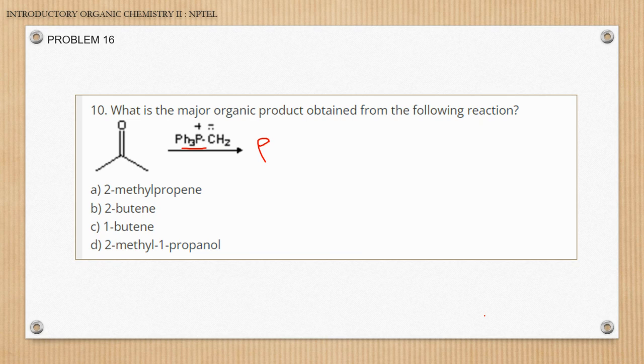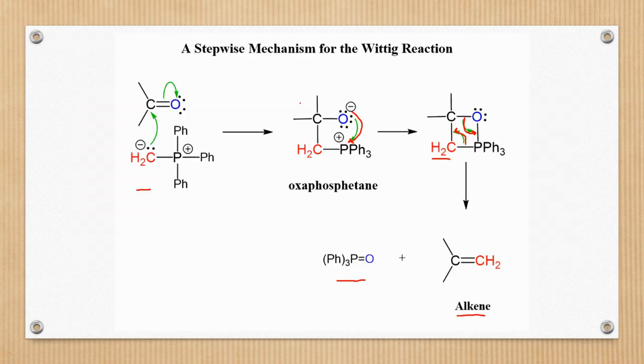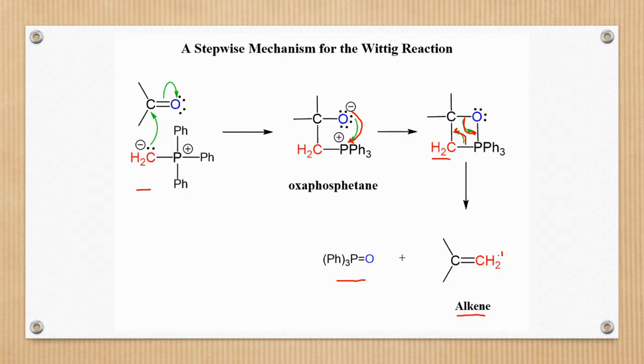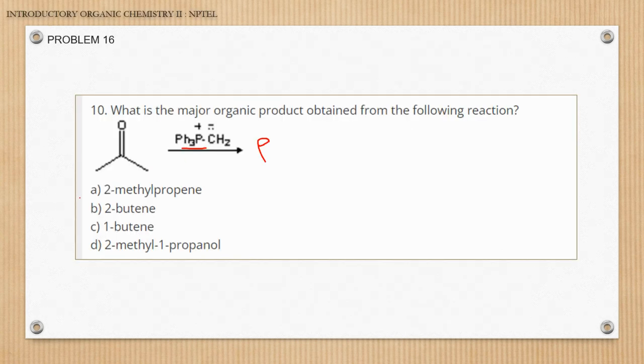Methyl propane. Yes, option number A, 2-methylpropene. This is a similar example only. Here acetone has reacted with this particular Wittig salt. This is the same question. Here you can number the carbons 1, 2 and 3. Then you will realize after the IUPAC name that it is 2-methylpropene. Right? So option number A will be the correct option.